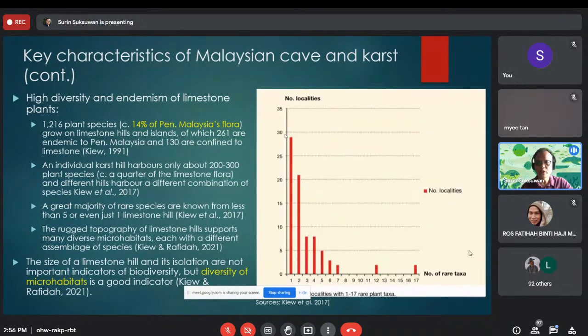So for those of you who are not familiar with the term, endemism means anything that's found in one particular area and not anywhere else.